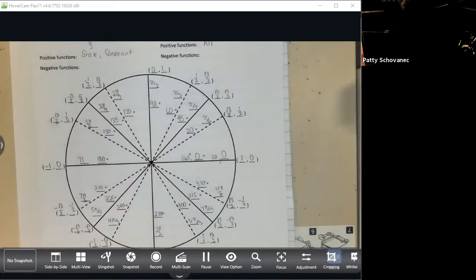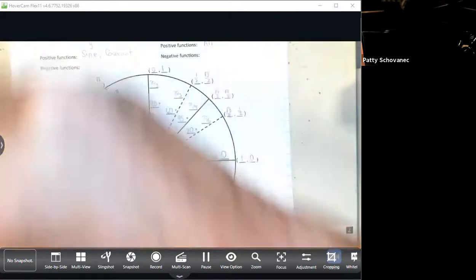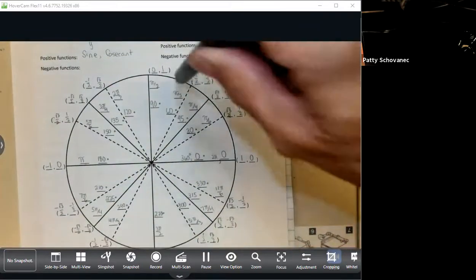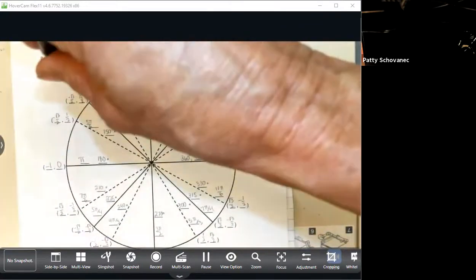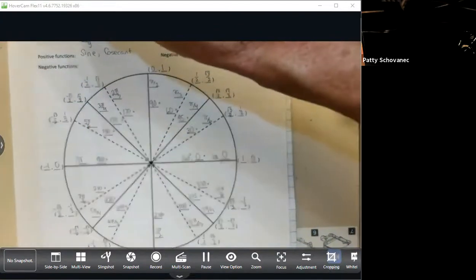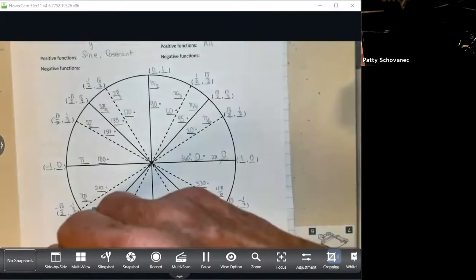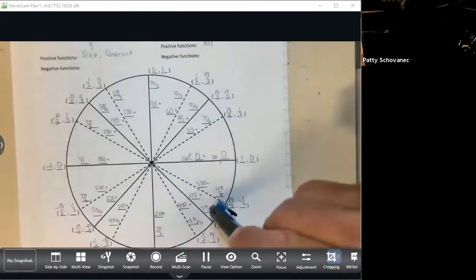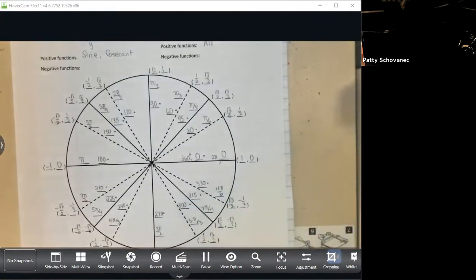Or you can remember it again as All Students Take Calculus. All of them are positive here. The ones that begin with S are here, sine and 1 over sine. Take: T and 1 over T. Calculus: C and 1 over C.